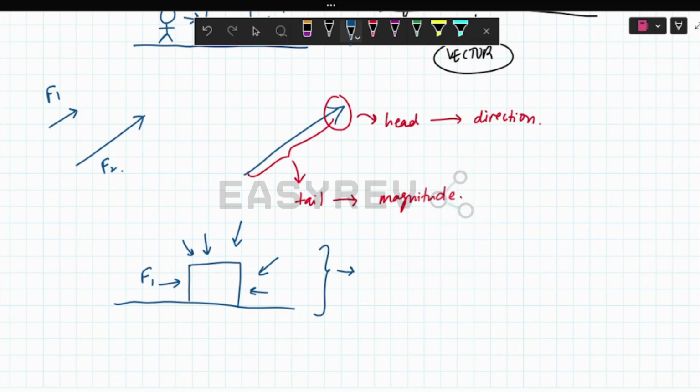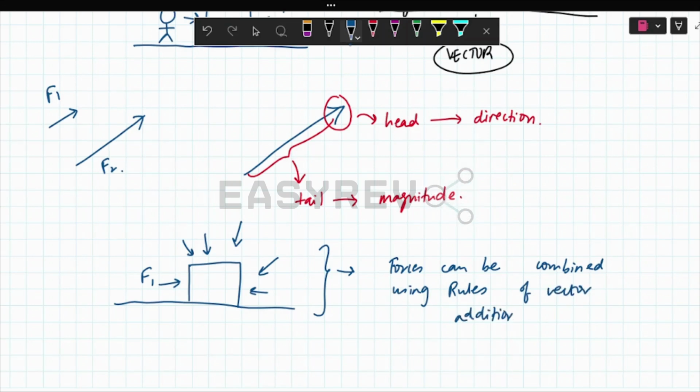Well, since all forces are vectors, it makes sense to then claim that forces can be combined using the rules of vector addition. So here we're not dealing with just numbers, we're dealing with numbers, meaning magnitude, as well as the direction. So we will be diving into the world of vector addition now.